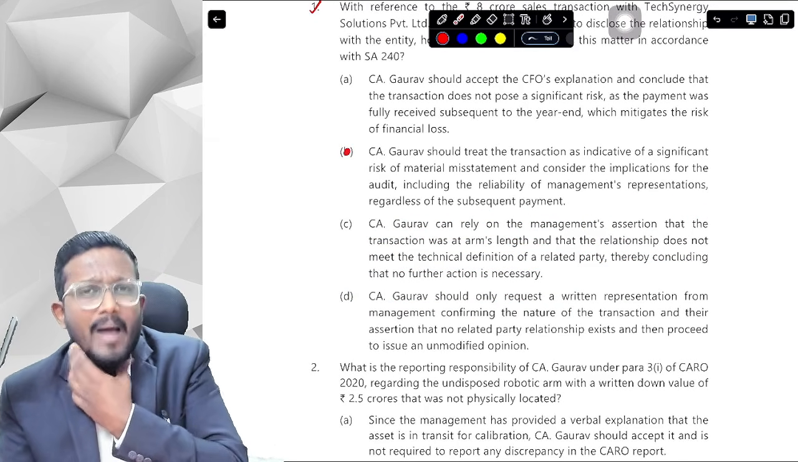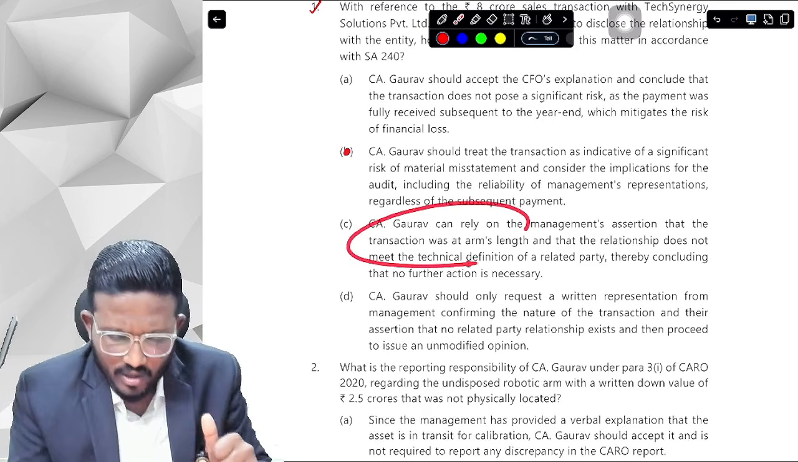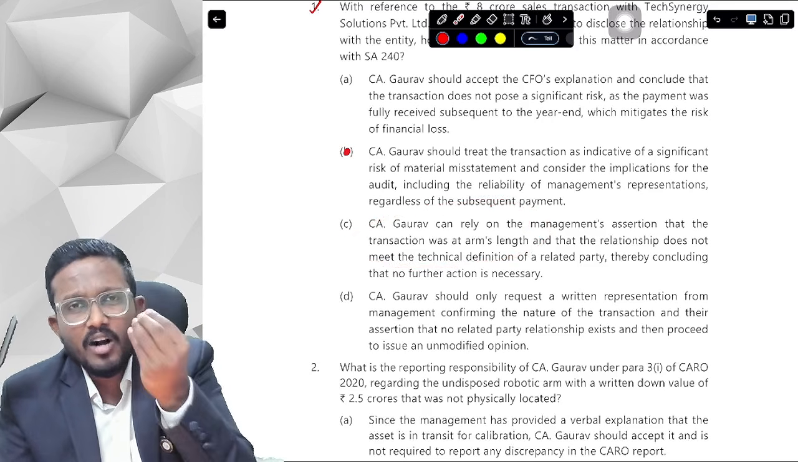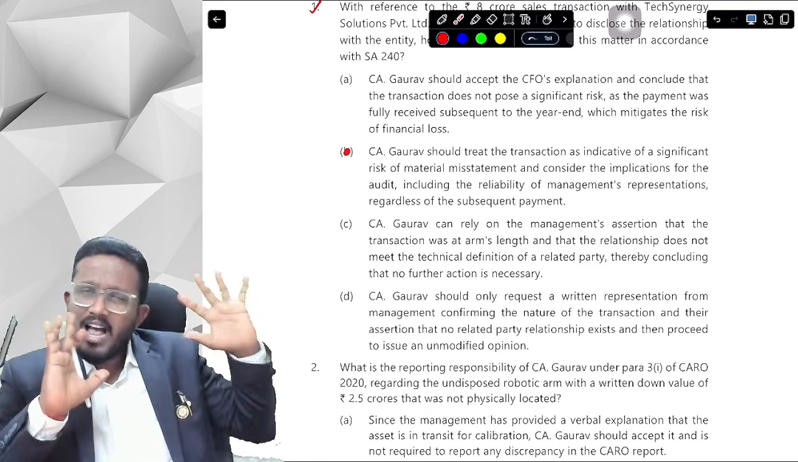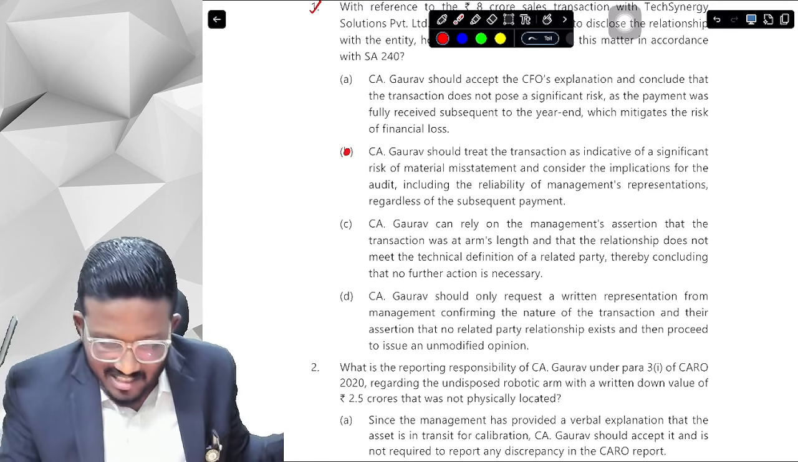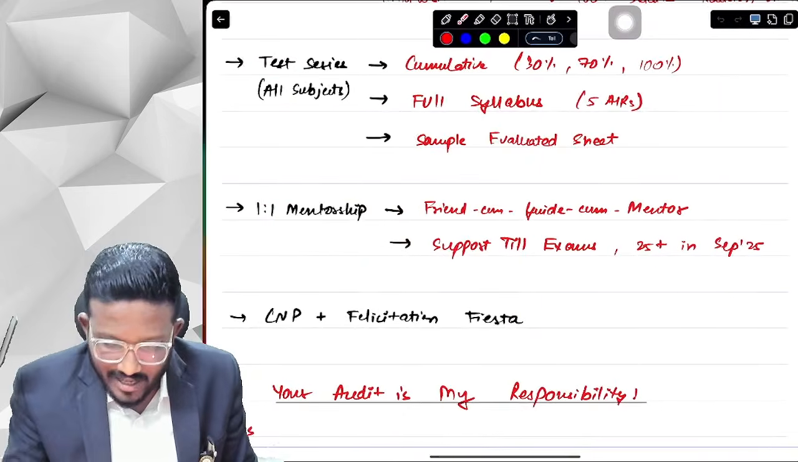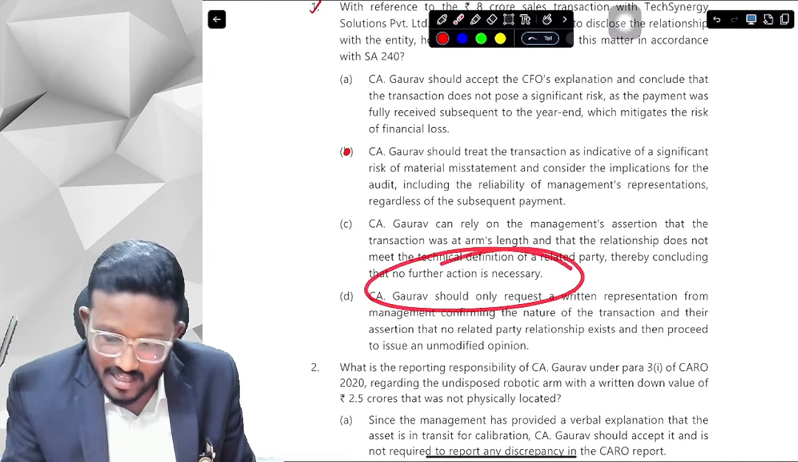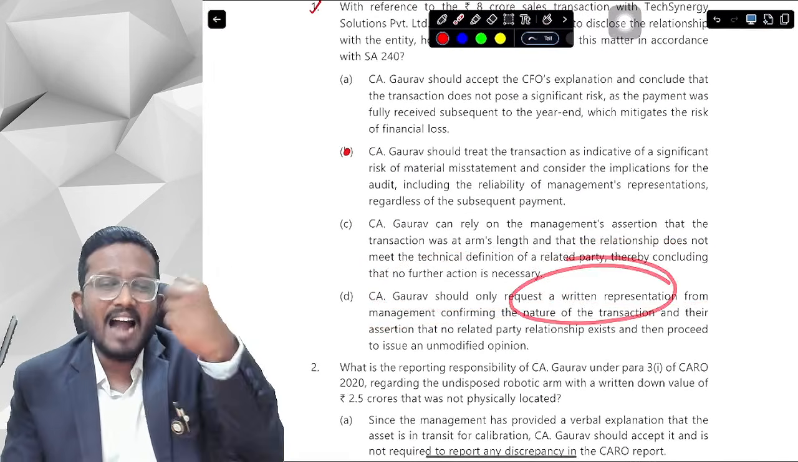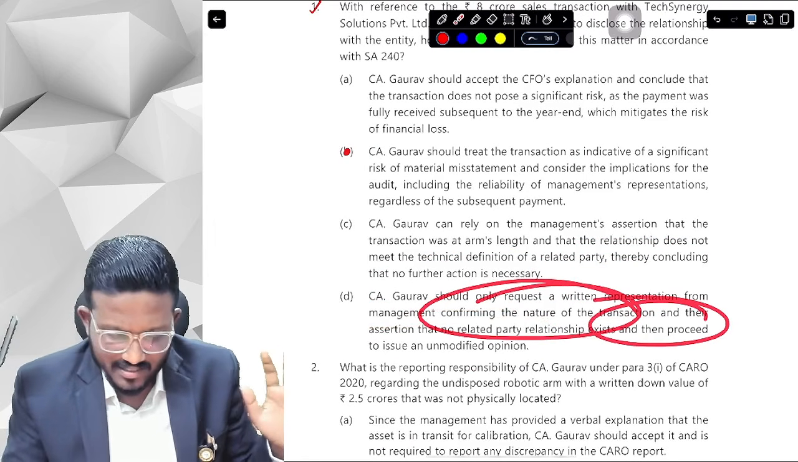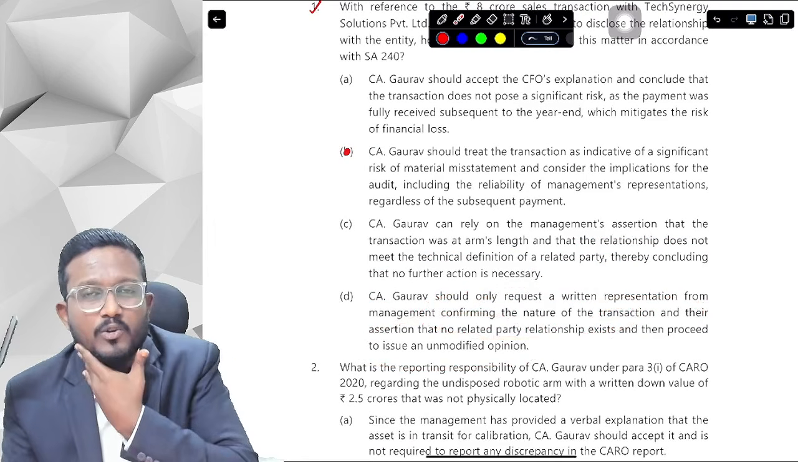So it's saying that management has told us that the transaction was at arm's length price and the relationship is not a related party as per AFRF. Then we should just accept the management's assertion and we should not perform any other procedures. This is also wrong. Next, we should only request a written representation from management confirming the nature of the transaction and that no related party relationship exists, and then we should proceed to issue an unmodified opinion.